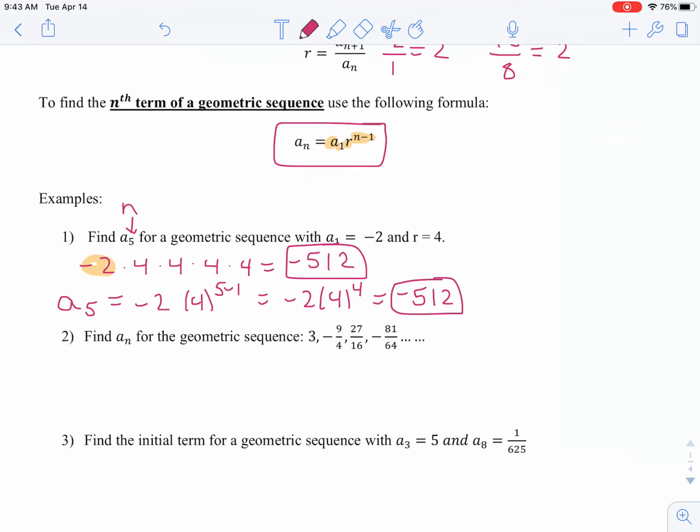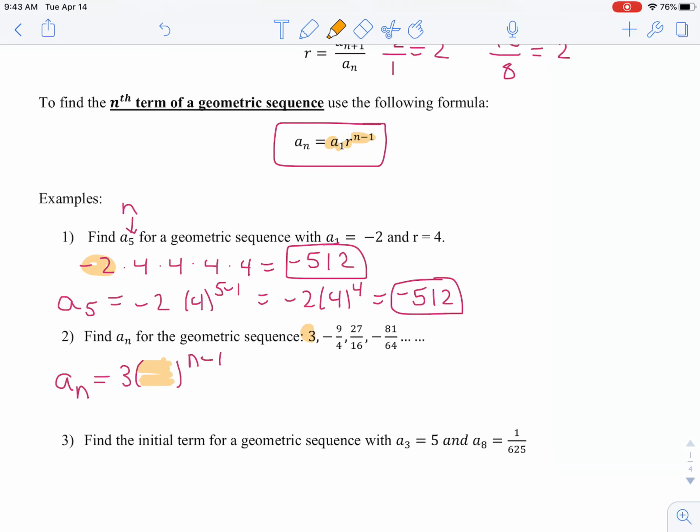The next one, find a sub n for the geometric sequence. So we're just trying to find our formula to help us figure out what any a sub n is. Well, right away we see we have a sub 1, our initial term, so a sub n will equal a sub 1 times some r that we need to find, to the n minus 1. So we just need to find what this r is.